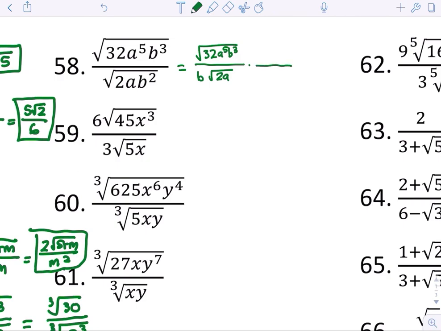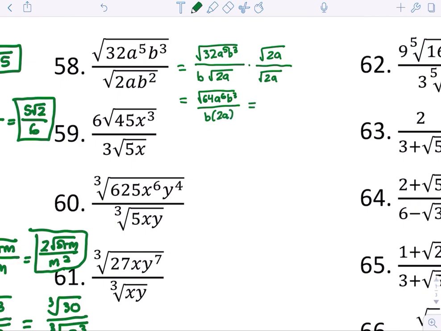So, to rationalize this, we need these two to be powers of 2, which means we gotta multiply by radical 2a, which equals square root of, now look at the numerators, right? Look at the numerators. 2 times 32, 64. A times a to the 5th, a to the 6th, b to the 3rd, all over b. Square root of 2a times square root of 2a, you guys, is just 2a.